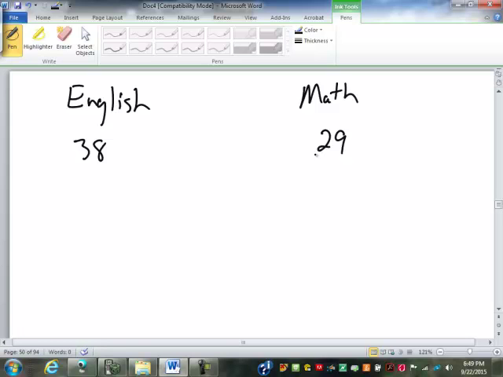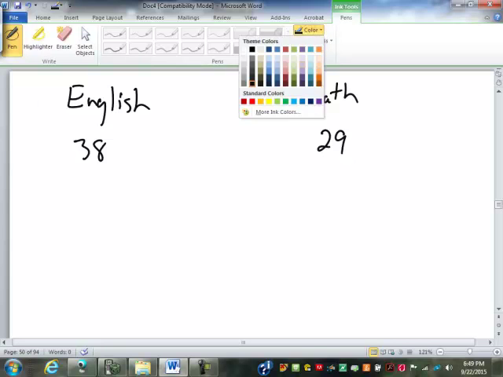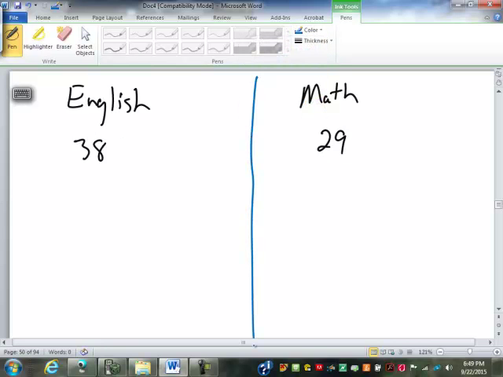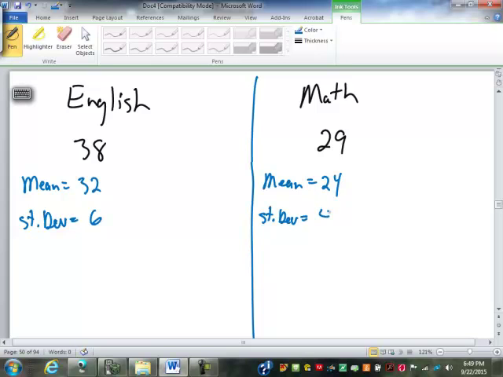Not necessarily, no. The math test may have been a lot harder. The way you tell is you use the z-scores. Let's say that for all people that took the English test, the mean score was 32 and the standard deviation was 6. For the math test, let's say the mean score was 24, and the standard deviation was 4.